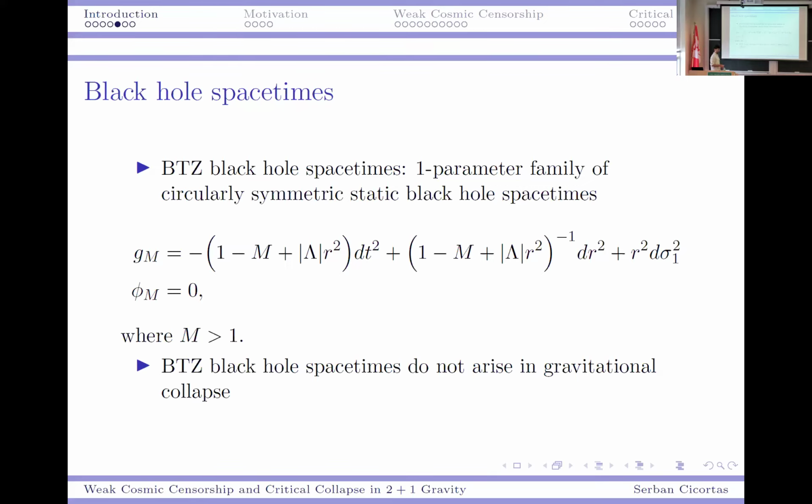However, analogously to, let's say, Schwarzschild or Schwarzschild AdS, the BTZ black hole spacetimes do not arise in gravitational collapse. These will be two-ended, and we only care about things that arise in gravitational collapse. However, they play a very important role in understanding the solutions near null infinity. So they still play a fundamental role even if they don't actually arise.